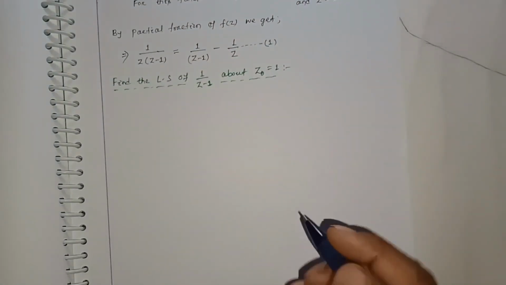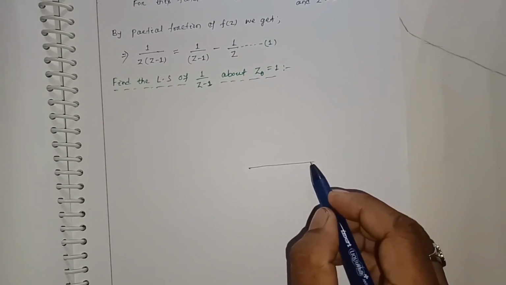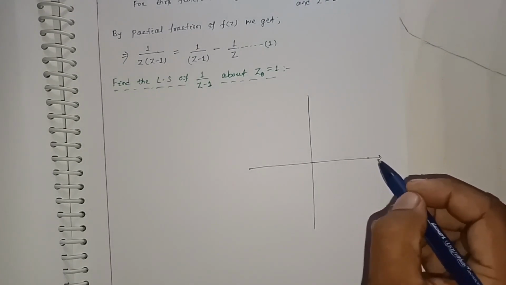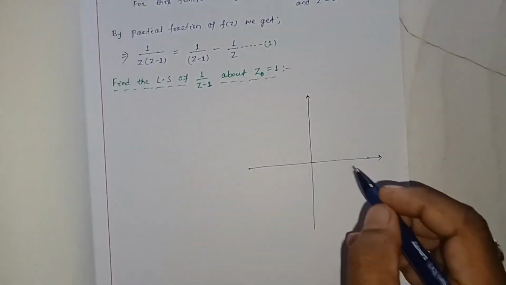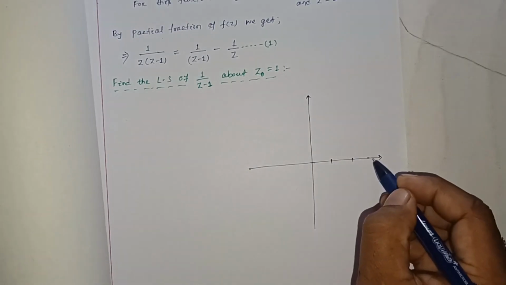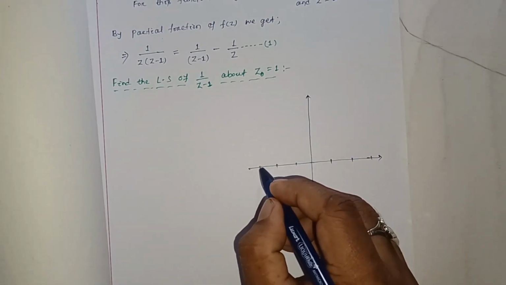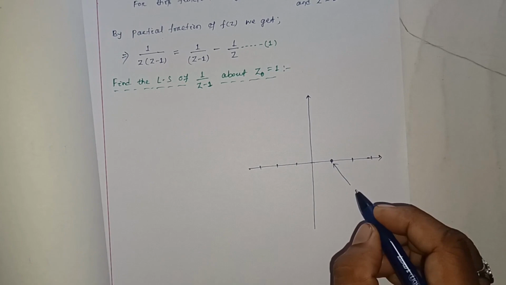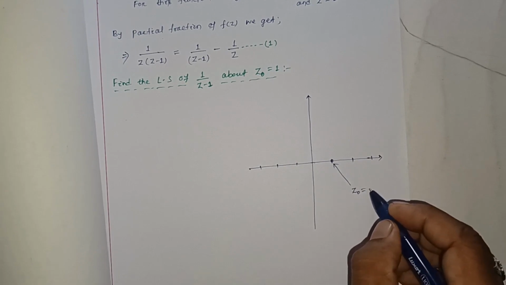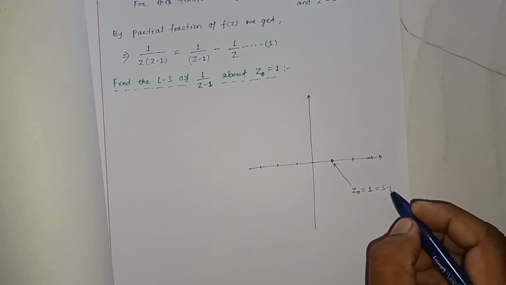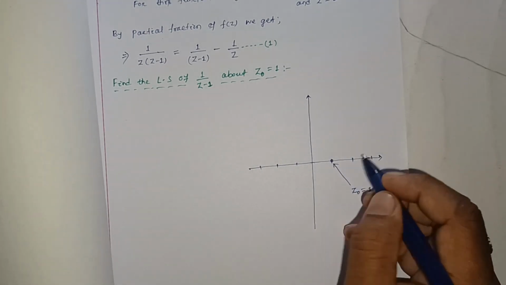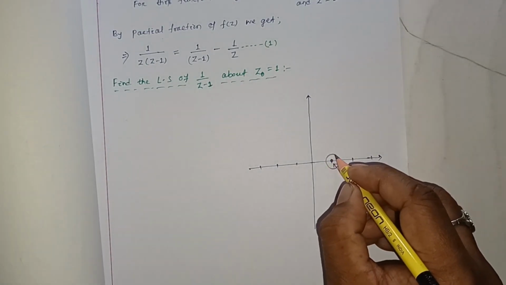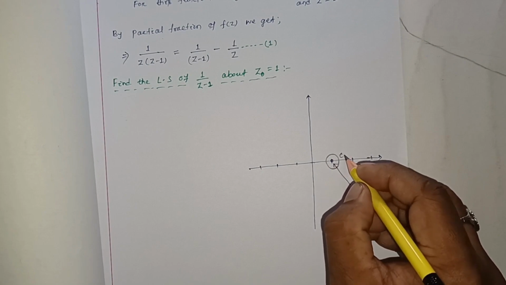I'm just drawing the graph only. So this is your 1, 2, 3, minus 1, minus 2, minus 3. Here is the point about which we have to find the series, z0 equal to 1. This is the singular point. We want to exclude this singular point from our calculation, so we draw a small circle with a small radius, that is C2.